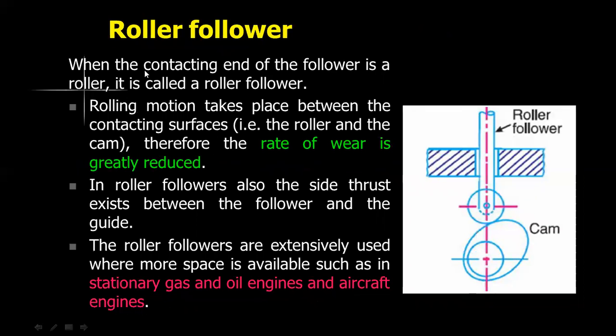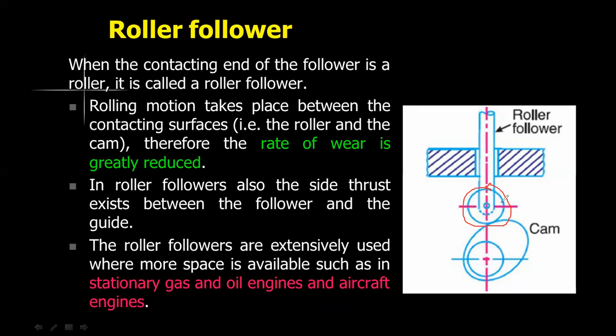The second type of follower is the roller follower. The only change between the knife edge follower and the roller follower is the contact surface. The knife edge follower has a sharp edge at the contacting surface, but here in the roller follower, it has a roller. So the friction between the follower and the cam will be low when compared to the knife edge follower, and the wear is also greatly reduced. This is the major advantage of the roller follower. Rolling motion takes place between the contacting surfaces.